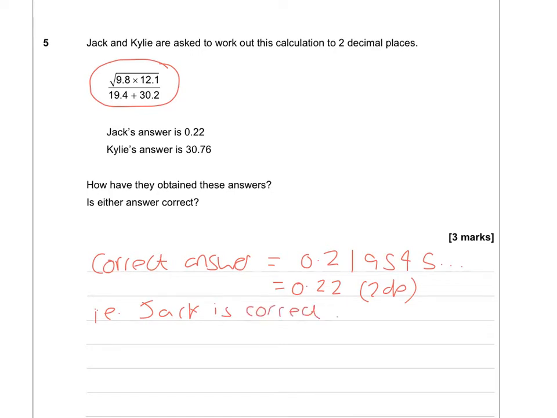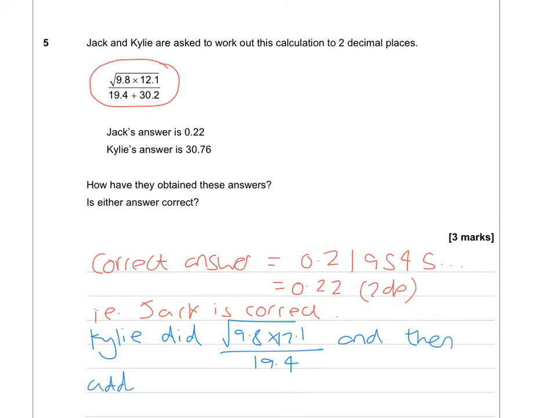You now have to explain what Kylie managed to do as well in order to get the last mark in the question. Now Kylie did this. So she multiplied 9.8 by the square root of 12.1, then divided by 19.4, and then added 30.2. So she did not follow the correct order of operations, as we all know that the 19.4 and the 30.2 need to be added together before the division occurs.